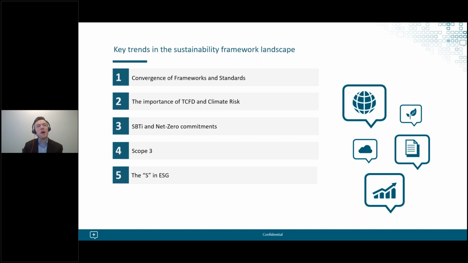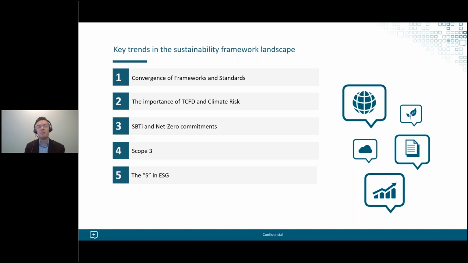So just to kick things off, I'm going to talk a little bit about some of the key trends that we're seeing in sustainability reporting. It's a very dynamic, busy space, and I'm sure anybody that's working in this space knows how fast things are moving. And one of the key things within that is the convergence of a lot of frameworks and standards, which is great because that is helping to consolidate and streamline what companies need to think about when it comes to reporting, and also for what stakeholders need to consume as well. So we'll touch on some of that today.